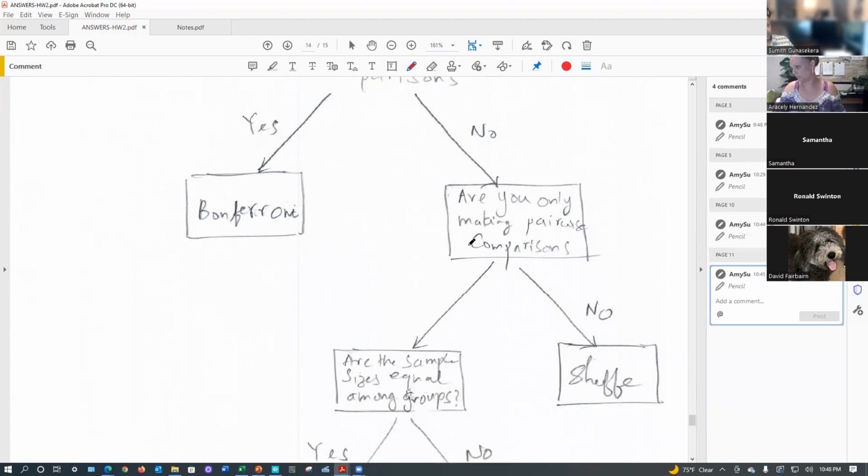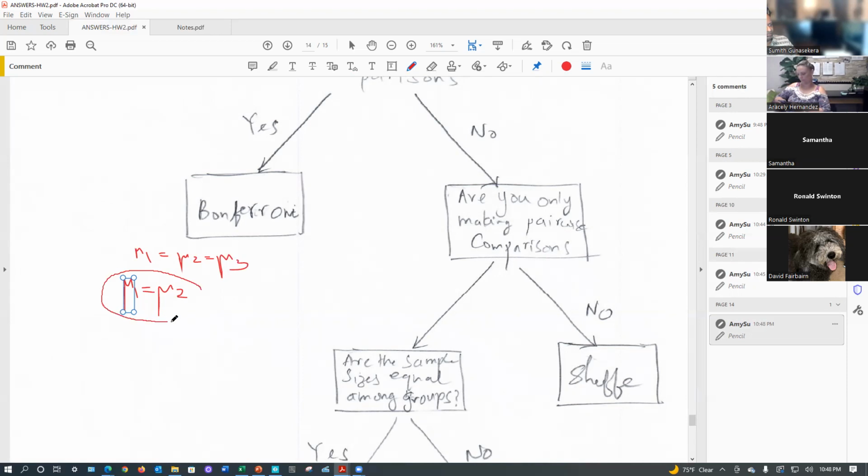Pairwise means like mu1 and mu2, okay? In ANOVA, you are comparing mu1 equals mu2 equals mu3, in our example. But pairwise means two at a time. Two at a time, you have 3 choose 2, which is 3. You have 3 combinations: mu1 and mu2, mu1 and mu3, mu2 and mu3.